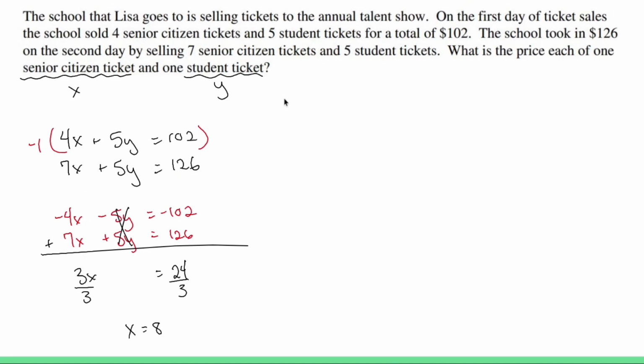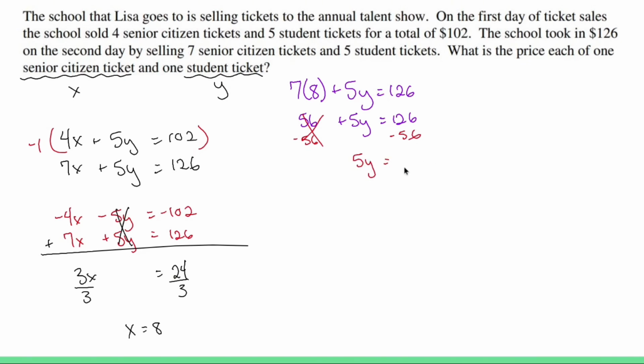So let's plug it into the bottom equation because it's a little bit cleaner. 7 times x is now 7 times 8 plus 5y equals 126. 7 times 8 is 56. So 56 plus 5y equals 126. Subtract 56 from both sides, so minus 56, cross you out. 5y is going to equal 70. Divide both sides by 5, and y is 14.